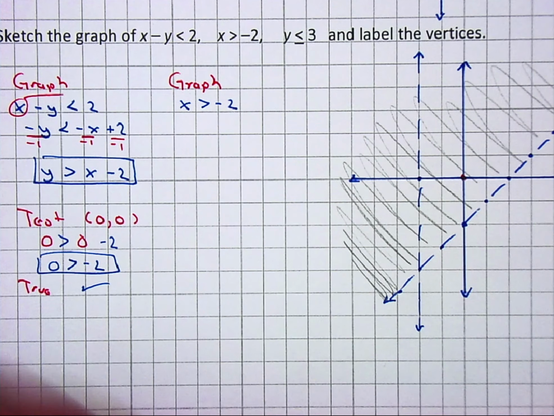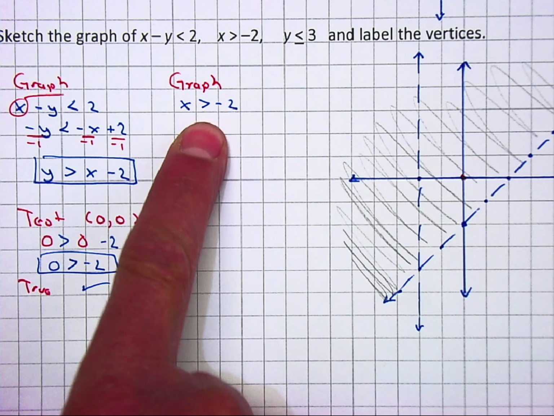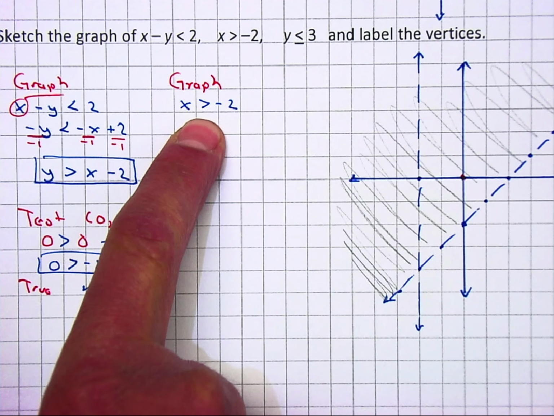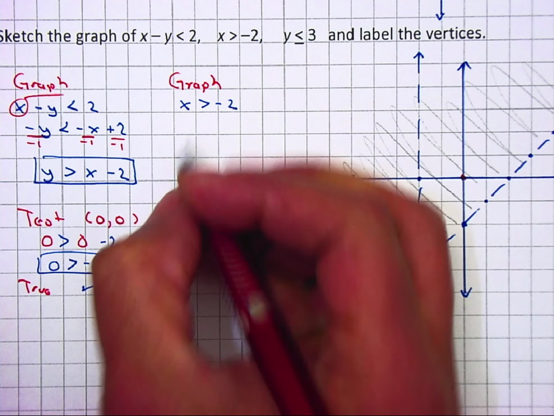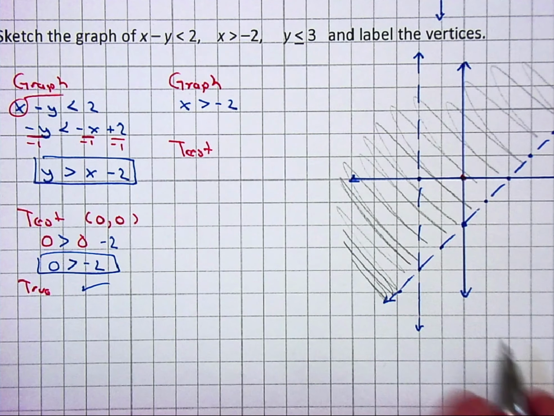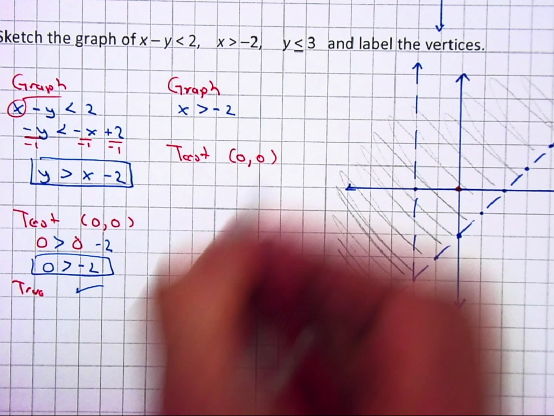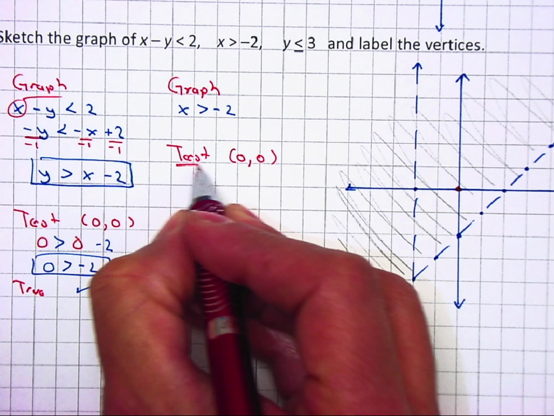And I need to be able to decide which side to shade. I know some of you guys can guide yourselves by whether it's greater than or less than, but I need to see it more mathematically, and you need to be able to write down "test" and tell me which point you're going to test. In this case, I'm going to test 0, 0. I do need to be able to see this on your homework.